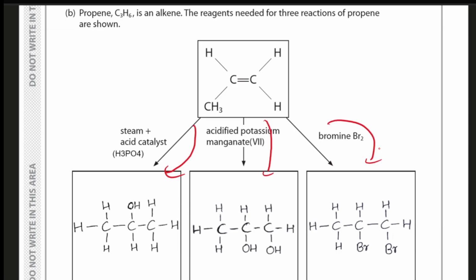So in case of acid and steam catalyst, what happens is that an alcohol is produced, as obviously the carbon-to-carbon double bond breaks down and OH is taken from the steam and it joins there. On the other hand, acidified potassium manganate(VII) acts as a stronger oxidizing agent, and this results in the production of a diol, an alcohol. And always remember, with bromine it's going to be an addition reaction which results in the production of a dihaloalkane.